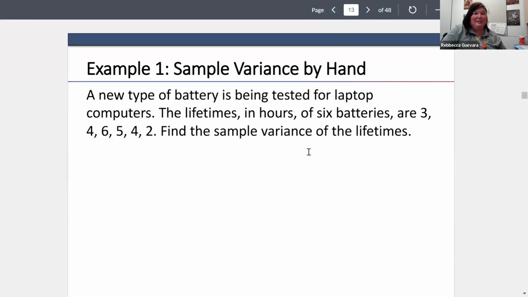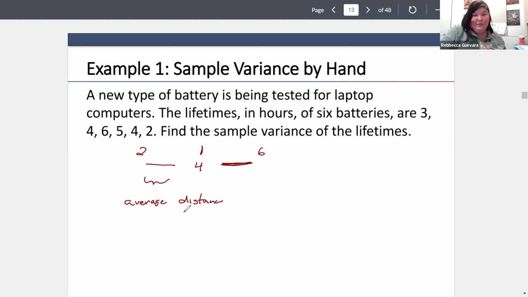So if I go back to my batteries here, my data is spread out as 2 is my lowest, 6 is my highest, 4 is right in the center. We're trying to average out this distance that we're seeing here from the center. And what we're saying is that the average distance from the center, which is my 4, is roughly about 1.4 hours.